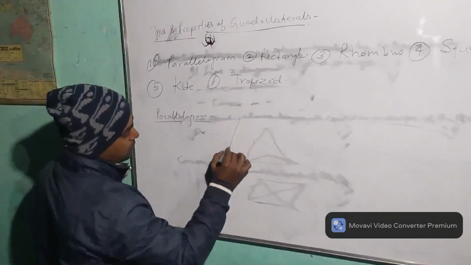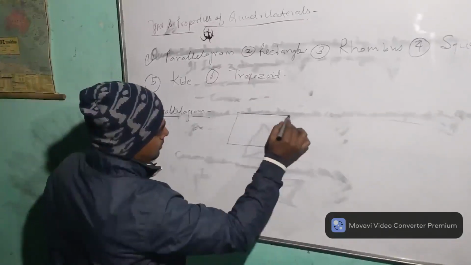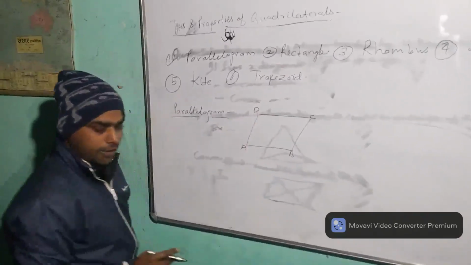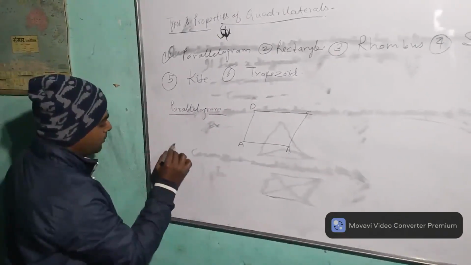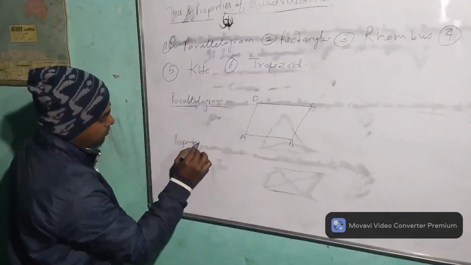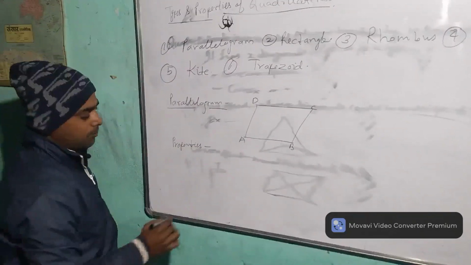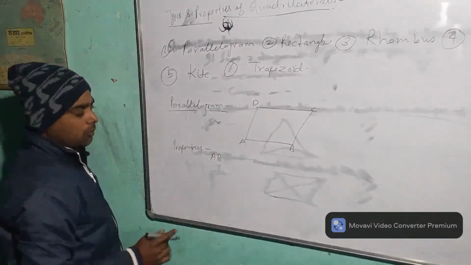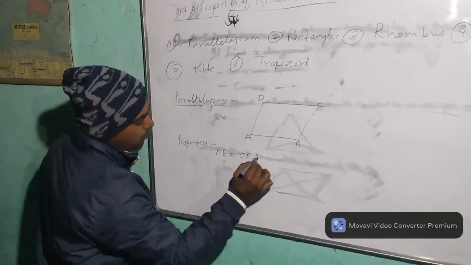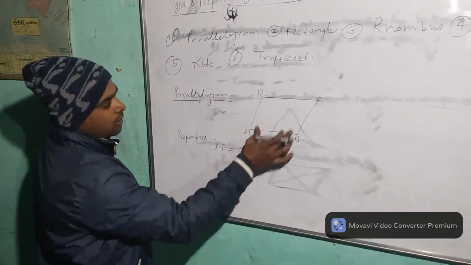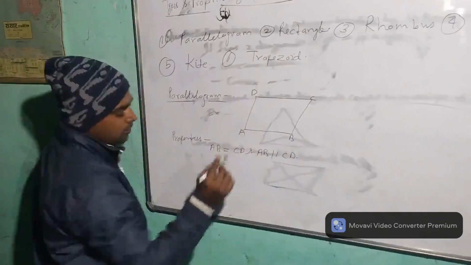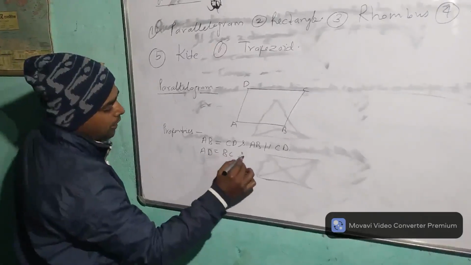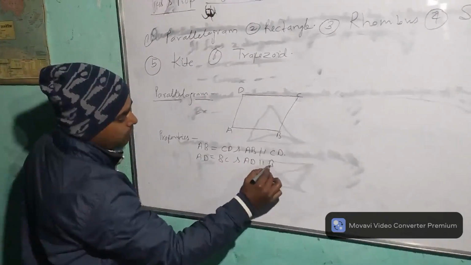Parallelogram has four sides, and A, B, C, D are the four vertices. Properties of parallelogram: the opposite sides of the parallelogram will be equal and parallel. AB is equal to CD and AB parallel to CD. Same as AD equal to BC and AD parallel to BC.